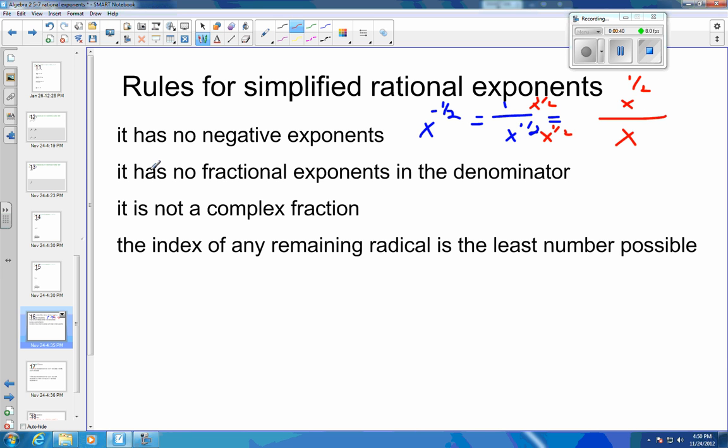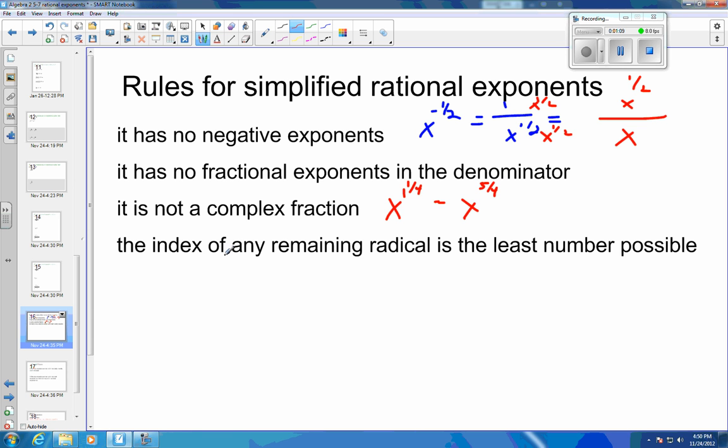Okay. A fraction has no fractional exponents in the denominator. So once we wrote it with the fractional exponent in the denominator, we then had to rationalize the denominator and end up with our fraction in our numerator. It is not a complex fraction, so you can't have x to the 1 1/4. You can't do something like that. You need to write that as x to the 5/4 power.